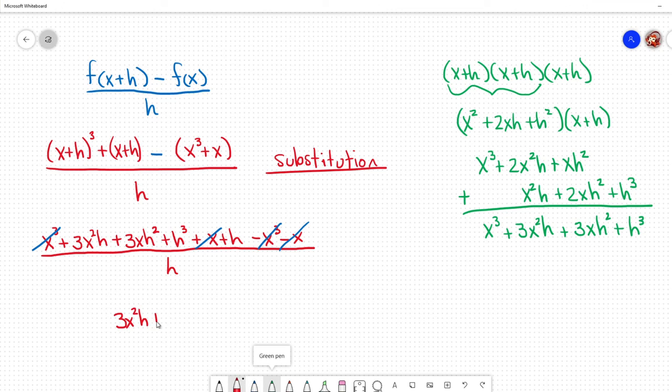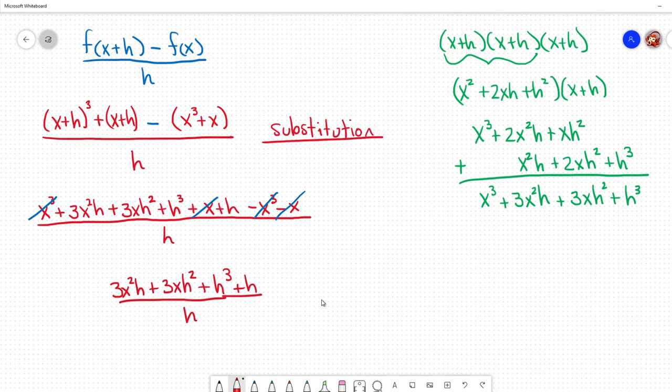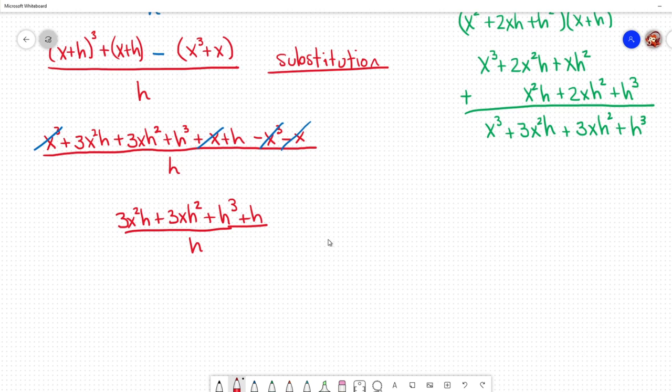X squared h, x squared plus h, all divided by, oh sorry, got one more, all divided by h. Okay, now it doesn't look as bad, because things cancel away.